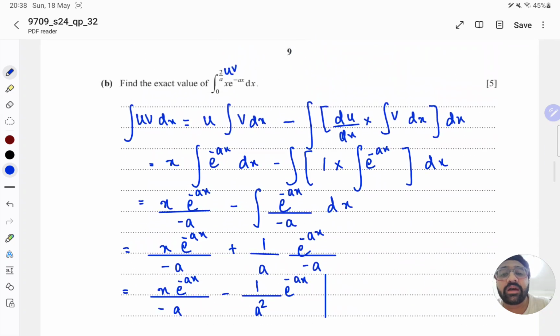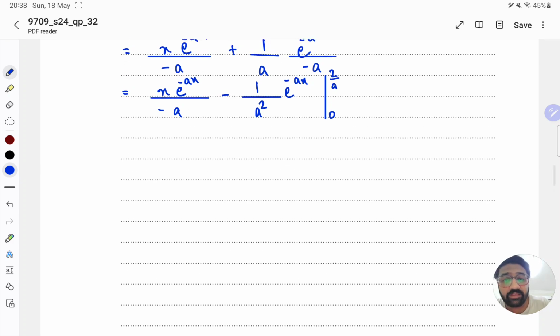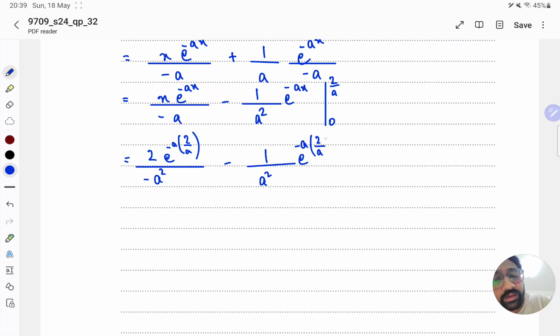The limits were 2 divided by a upper limit and the lower limit is 0. Simplify, let's put these limits over here. The first is 2 divided by a. So if I put 2 divided by a in place of x, 2 will come here. The other will go in the denominator and it will become minus a square. Similarly, minus a bracket 2 divided by a minus 1 over a square e raised to the power of a into 2 over a. This is the complete upper limit.